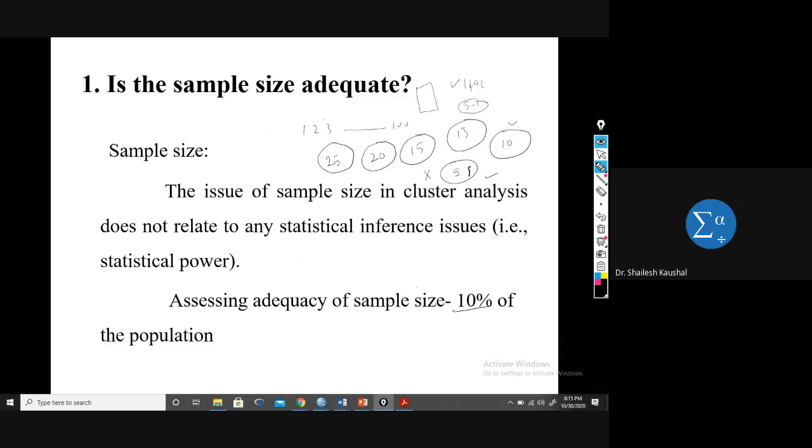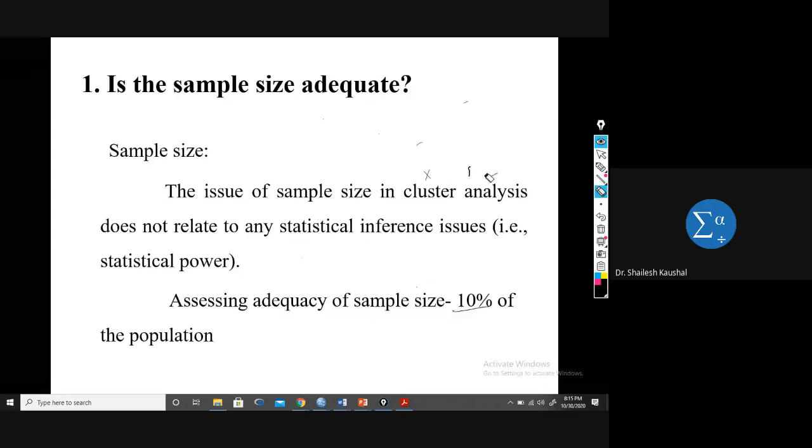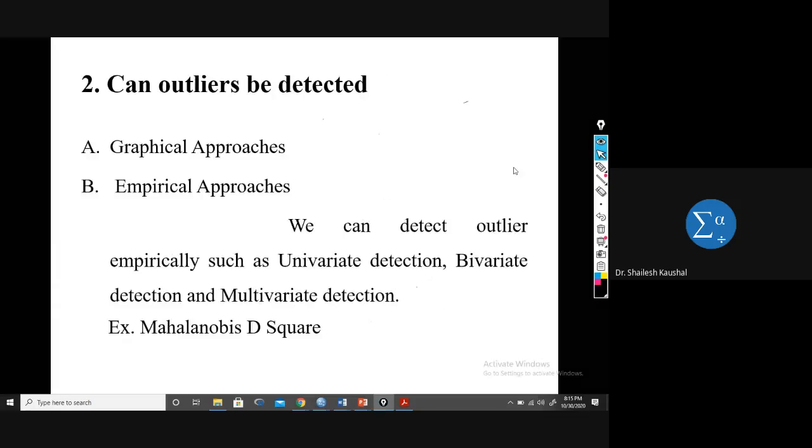Now another issue here. The next point: can outliers be detected? Outlier means extreme, or something which is not related to our sample.